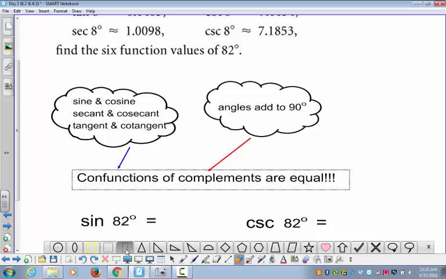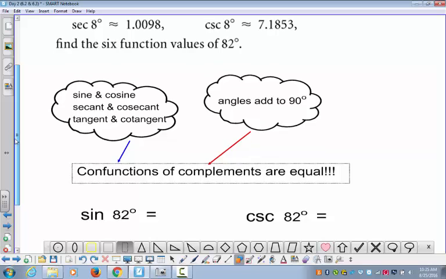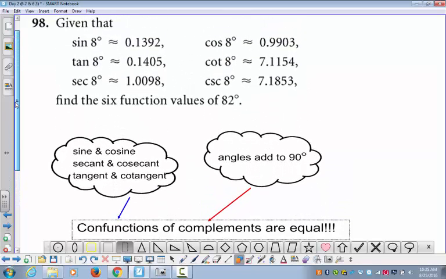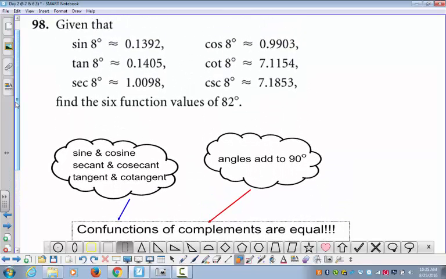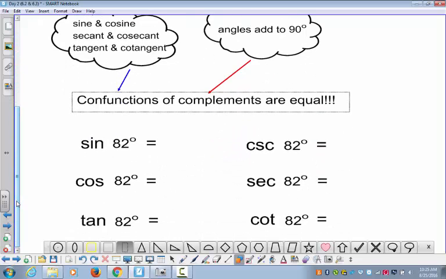Okay. Down here, our question says, figure out what sine of 82 is given information above. So the cofunction of sine is cosine. The complement of 82 is 8. So that's going to be equal to cosine of 8. So those have to match. 0.9903.